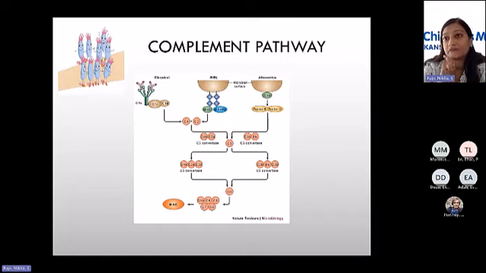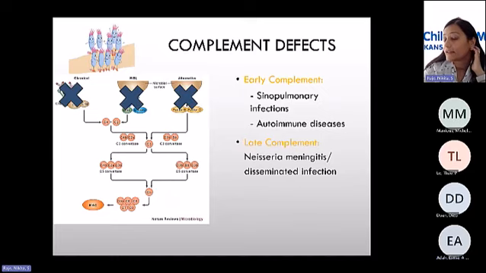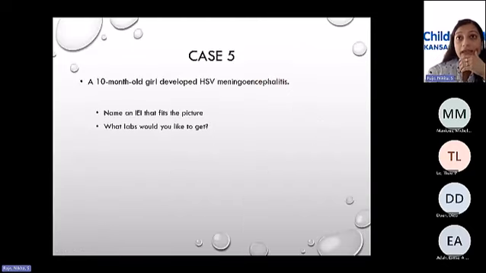Let's talk about complement defects. Defects in early complement, the early part of the pathway, alternative or classical pathway, can be different, but the final terminal complement pathway forms the membrane attack complex. If the defect is in that part, it's called late complement defect, where there are infections with encapsulated organisms. The most typical that you hear about is Neisseria infections, but early complement pathway defects present like antibody deficiencies, sinopulmonary infections, and autoimmunity. These patients can also have lupus.